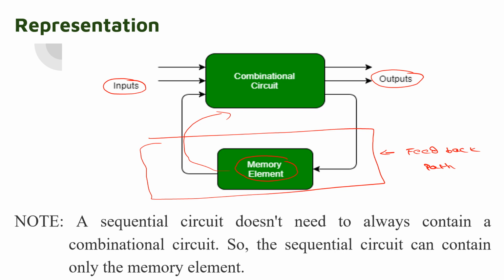Some noting points here. A sequential circuit doesn't always need to contain a combinational circuit. The sequential circuit can contain only the memory elements. Sometimes there is no need for a combinational circuit, but it should consist of memory elements. Those are some special cases.